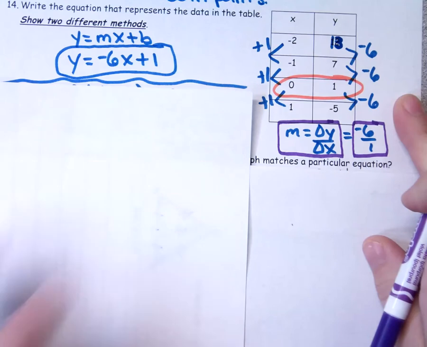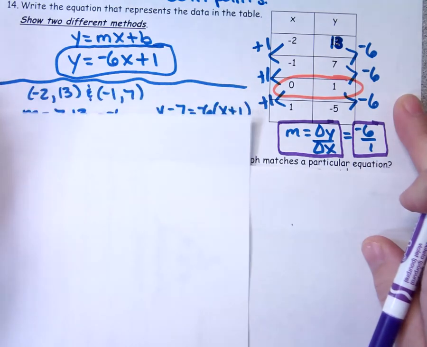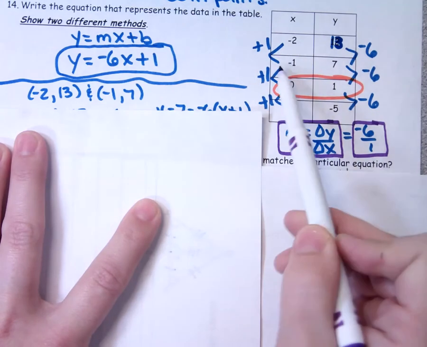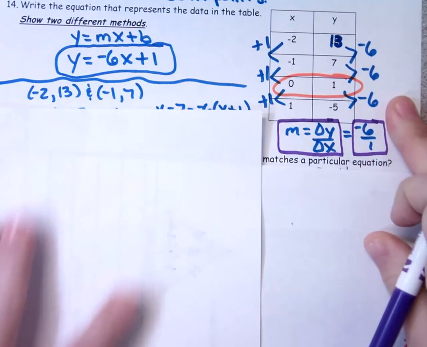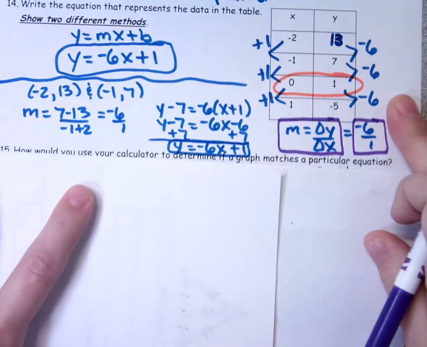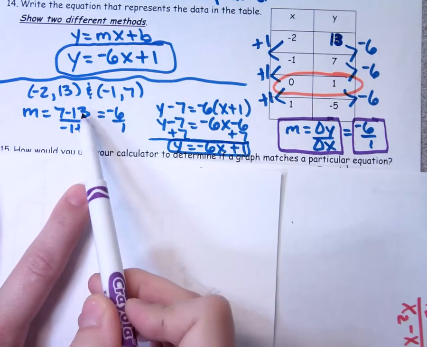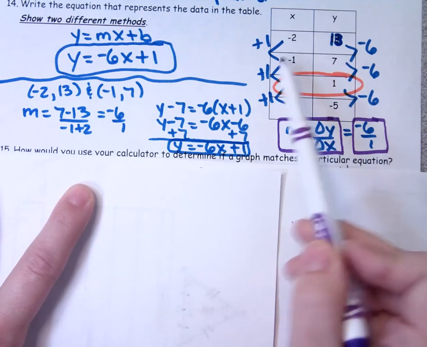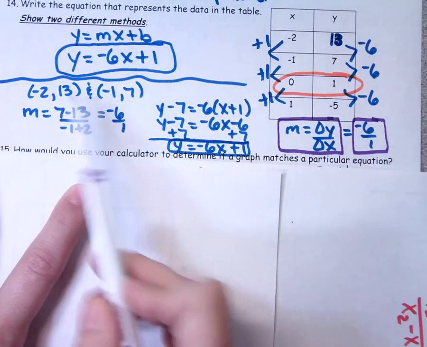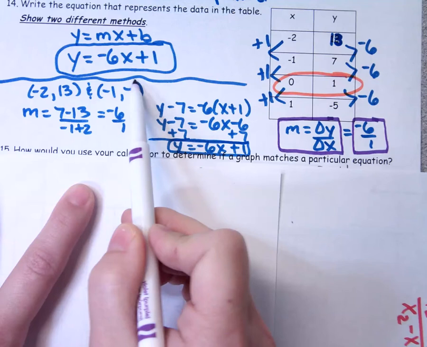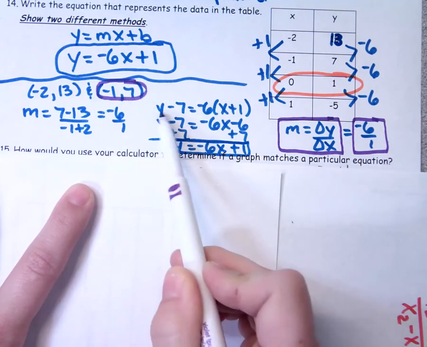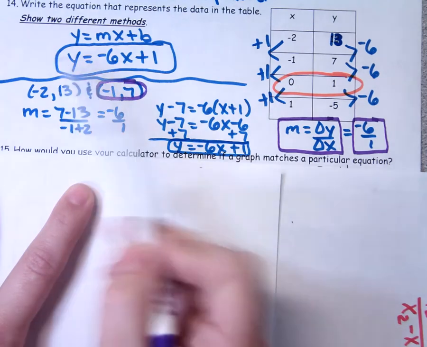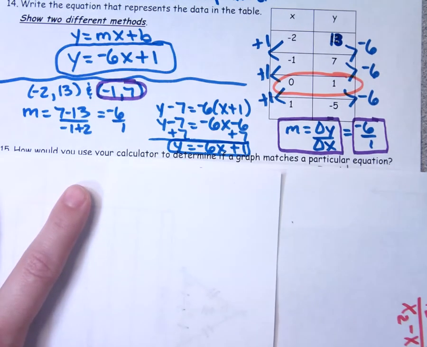If I wanted to do this a second way, without the calculator, I could pick 2 points from the table to use. I just picked the first 2. And I could follow the slope formula, y2 minus y1 over x2 minus x1. Then I could pick which of these points I wanted to use, whichever one I wanted to use. I chose the -1, -7. I put it in point slope form, I worked it out, and I end up with the same answer that I did when I did it the other way.